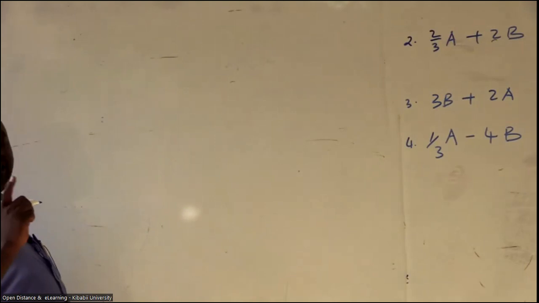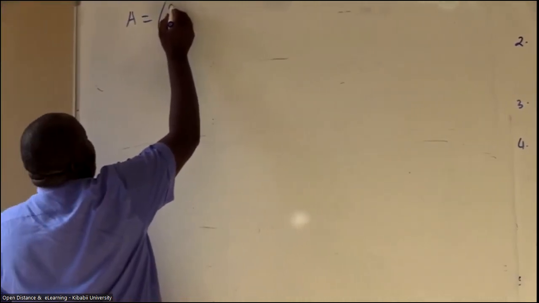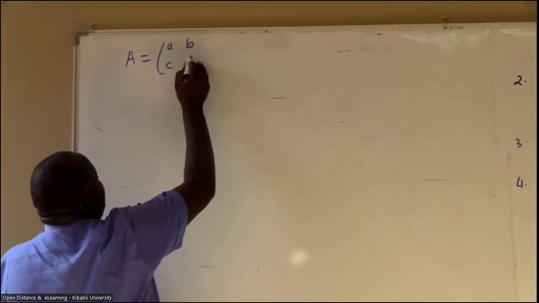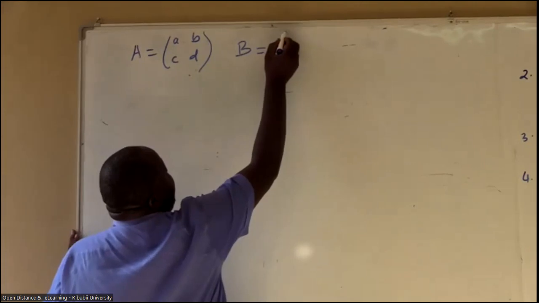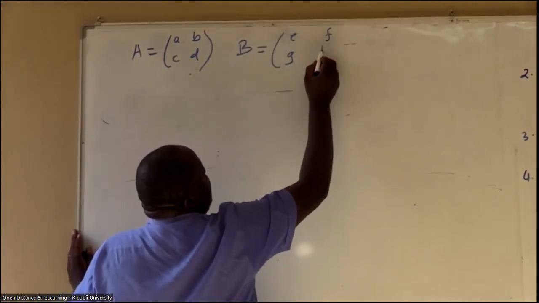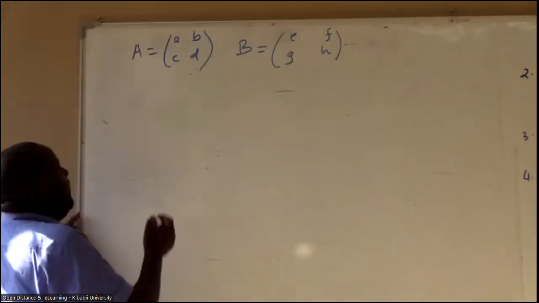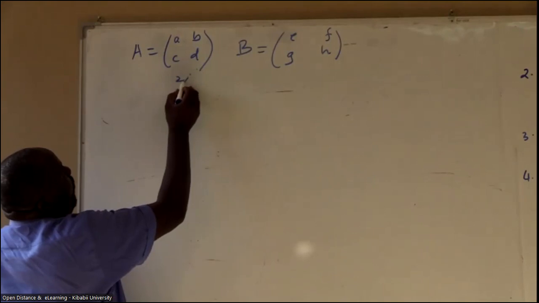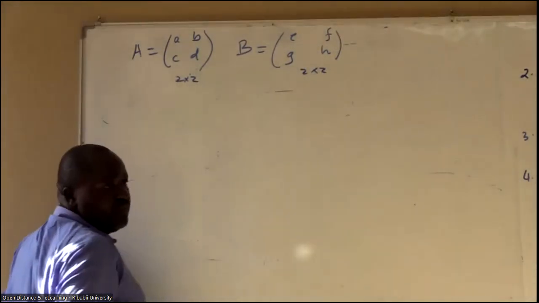If we have two matrices, A defined as A, B, C, D, then matrix B defined as E, F, G, H. This is a 2 by 2 matrix, and this is also 2 by 2.